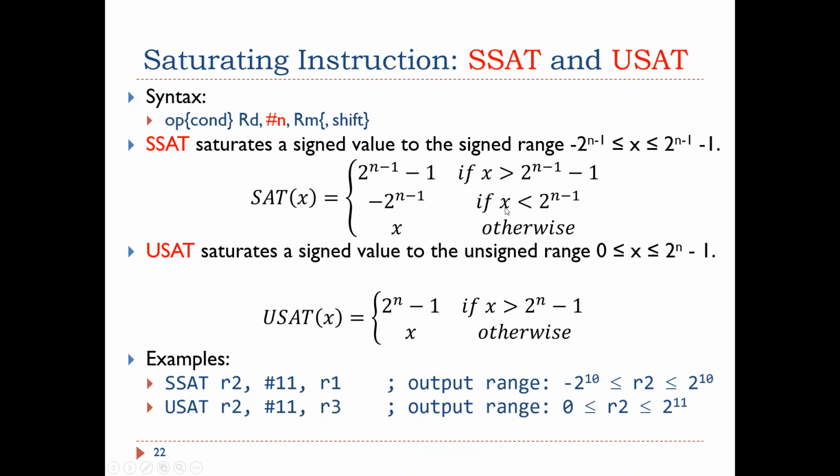Here I can see a mistake: x less than minus 2 to the power n minus 1. If a number is less than the smallest number that we can represent in n bits, then it will be minus 2 to the power n minus 1. So this will be the value. Anything less than minus 2 to the power n minus 1 will be minus 2 to the power n minus 1.